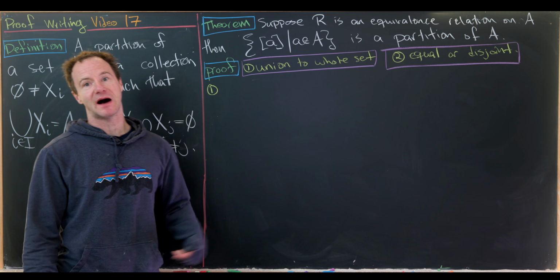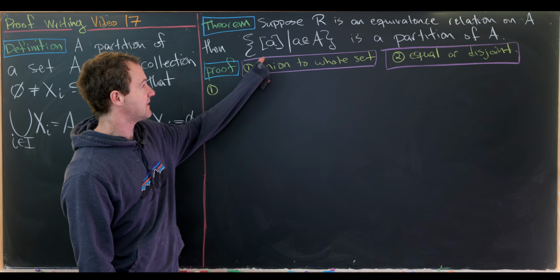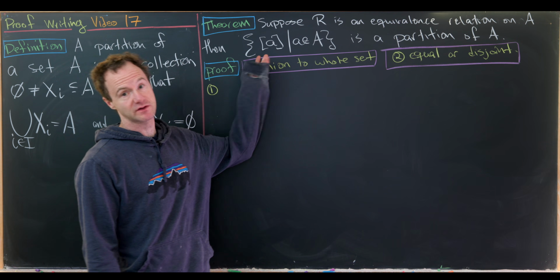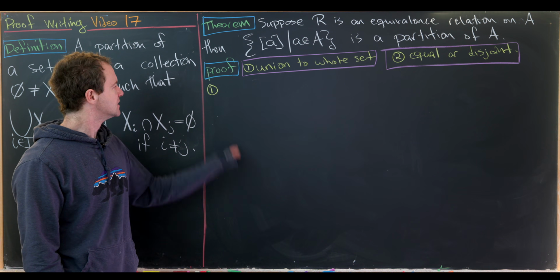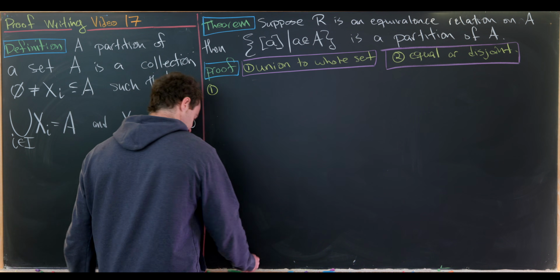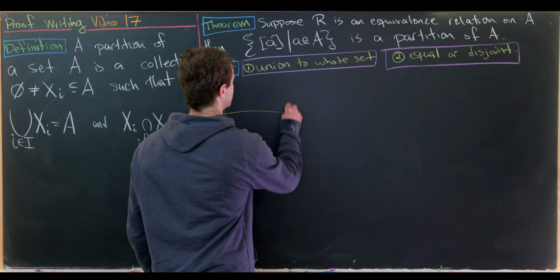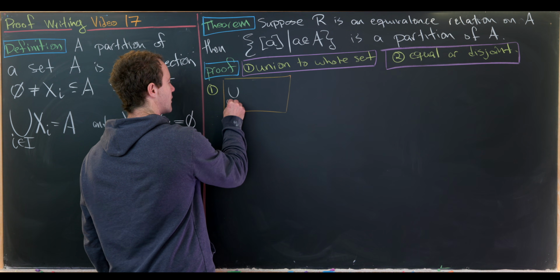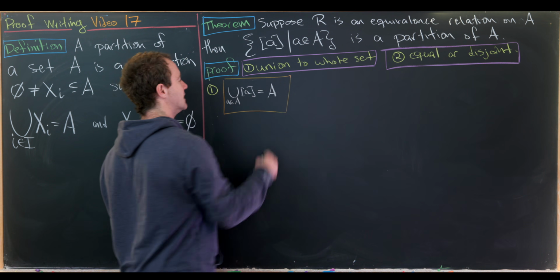That means by the definition of partition, there are two things to check. First, that these union to the entire set, and second, that equivalence classes are either equal to each other or disjoint. So let's prove the first part first, that they union to the whole set. Let's really spell out what we need to prove here. We'd like to prove that the union over all a in A of the equivalence class of a is equal to A.